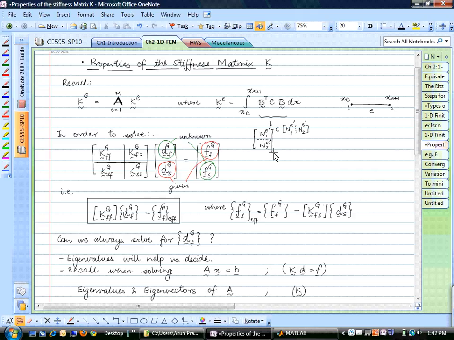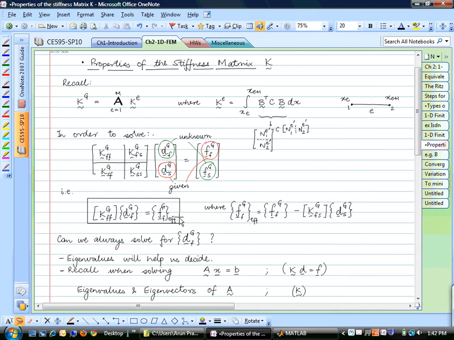But the critical question is, can we actually always solve for this df? So this is a system of linear equations. And let's say there are n free degrees of freedom. So this matrix is an n cross n matrix. This unknown solution is n cross 1. This force is also n cross 1. So essentially what we're trying to solve is n equations and n unknowns. Can we always solve that?